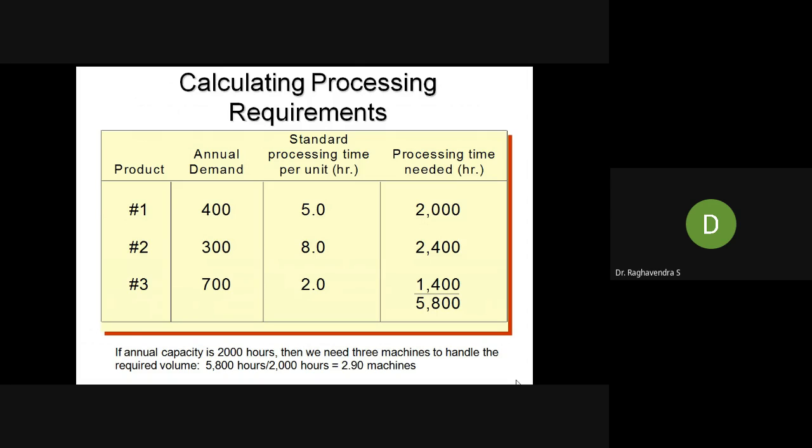Required volume is 5800 hours divided by 2000 hours, which is equal to 2.90 machines. 2.90 machines means almost three machines are required. 2.90 has a decimal part, so we changed it to three, meaning we rounded it off to three. This is the meaning of these things.